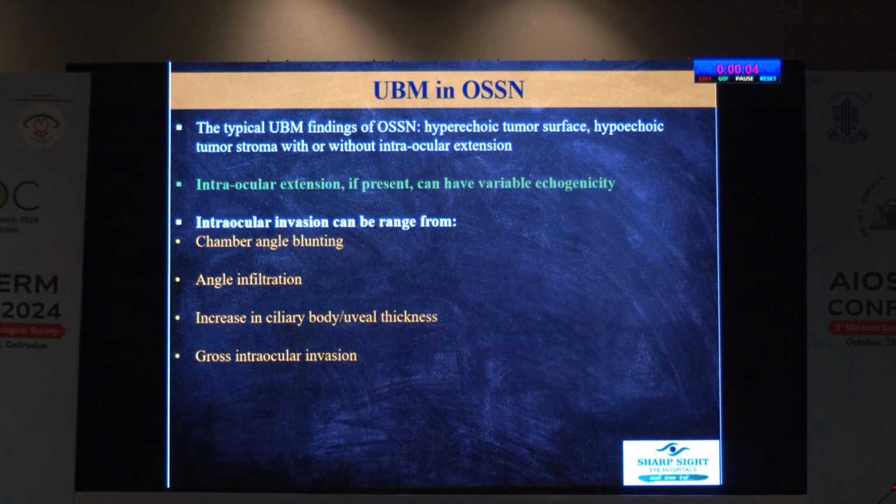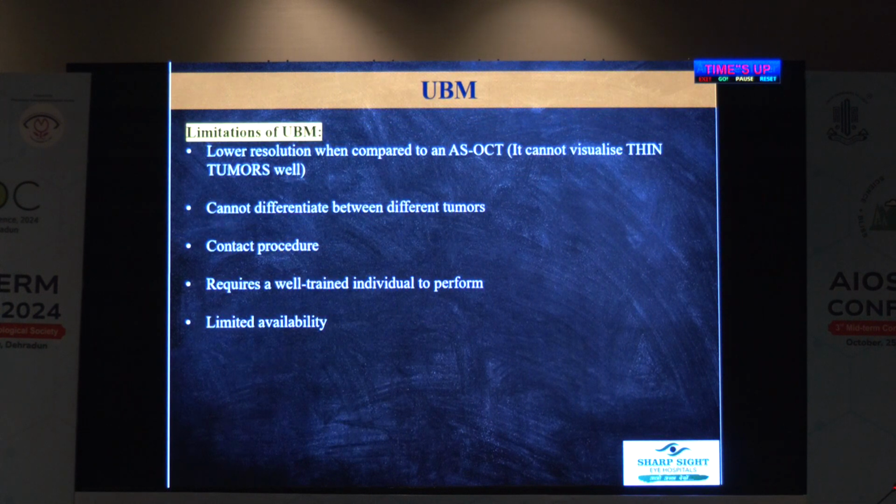So anterior chamber blunting would be the first sign. There could be frank angle infiltration. There could be increase in the thickness of the ciliary body or the entire uvea in that region. There could be gross intraocular invasion.